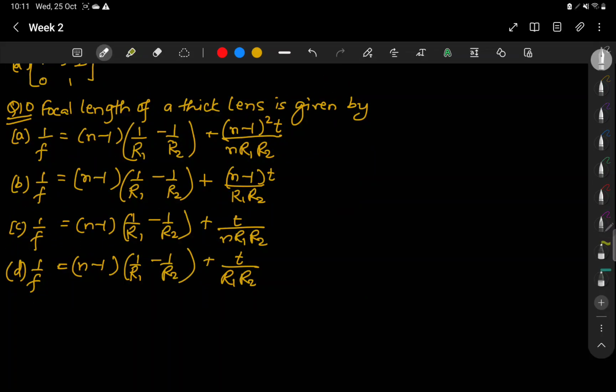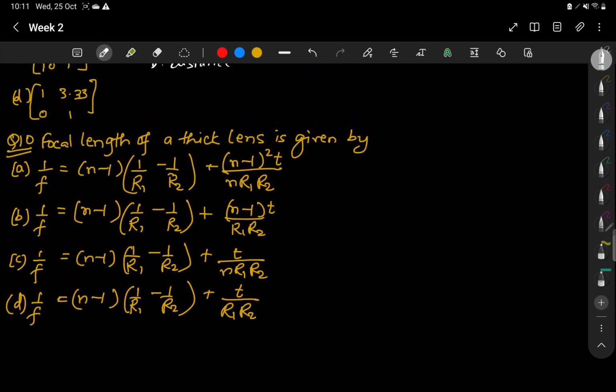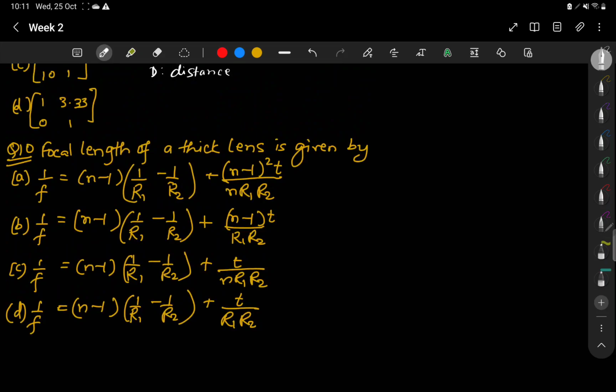Focal length of a thick lens is given as what? So let us derive the expression for the thick lens. This is the last question for week 2. So what exactly is a thick lens? So a thick lens will look somewhat like this. This is an exaggerated version, but this is to explain.